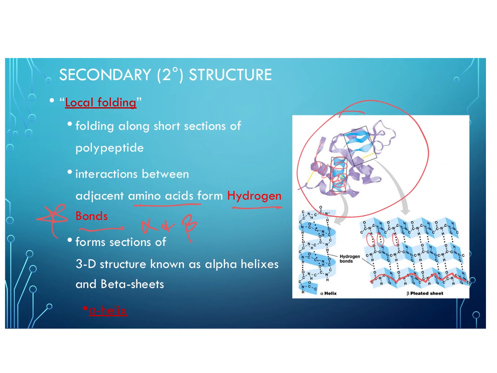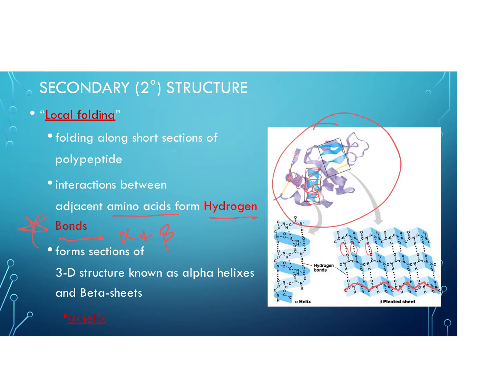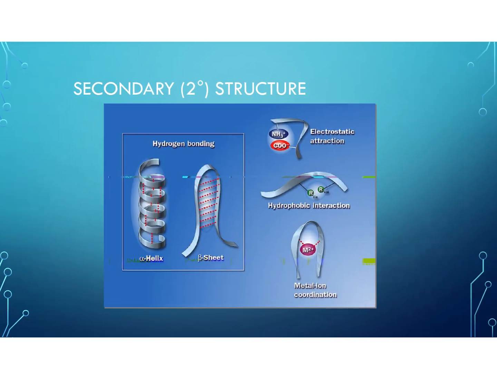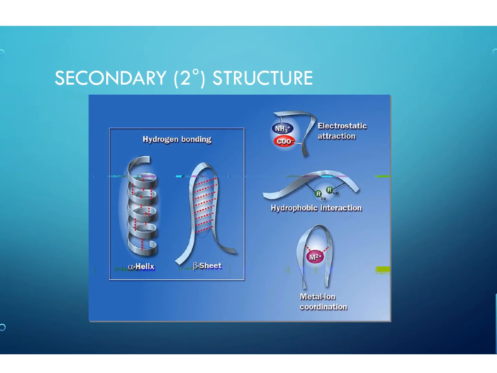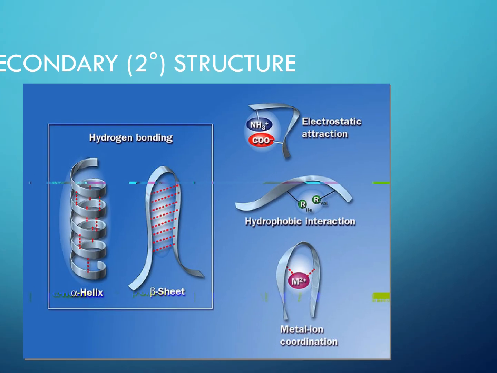Now, once it's folded into the secondary structure, it then goes into what's known as the tertiary structure. And this is where, besides hydrogen bonds, you also have things like electrostatic interactions. This is where you have interactions between negative and positive ions, okay?